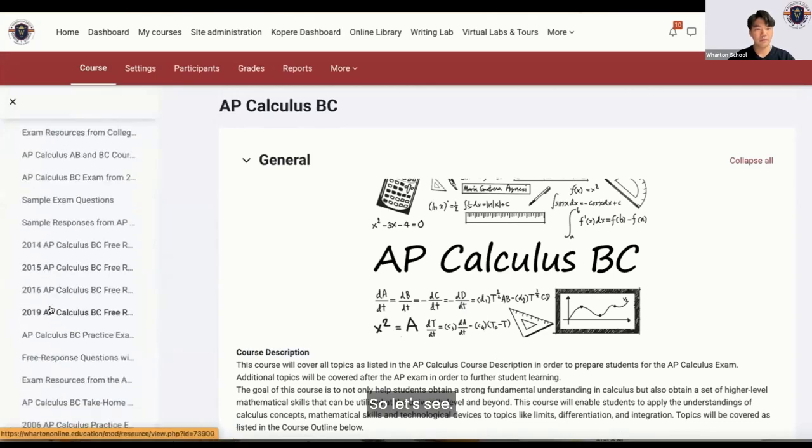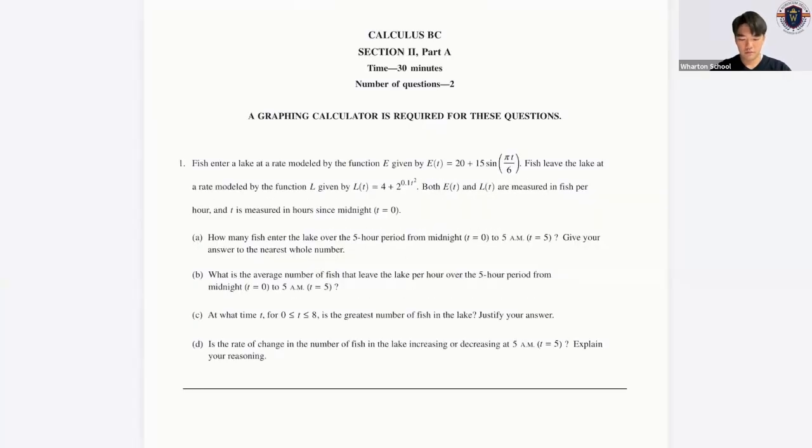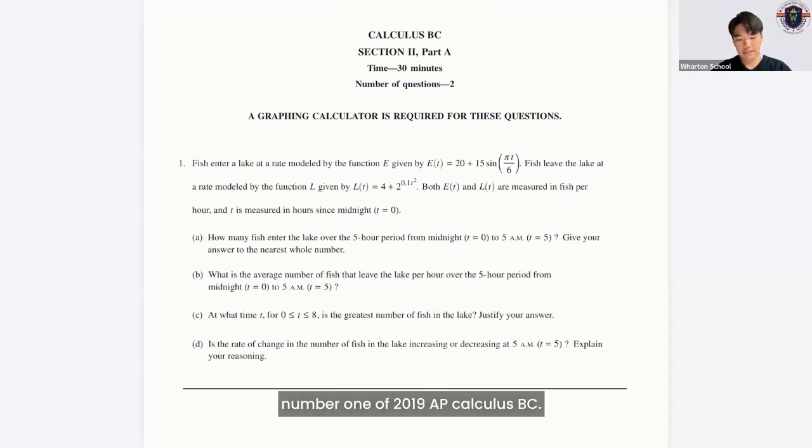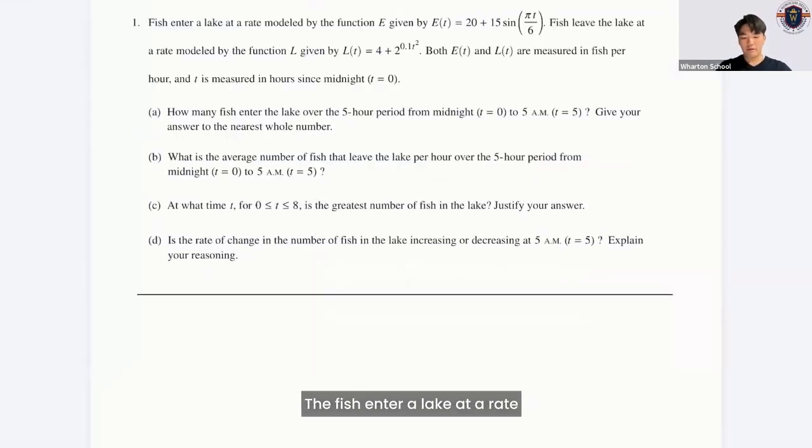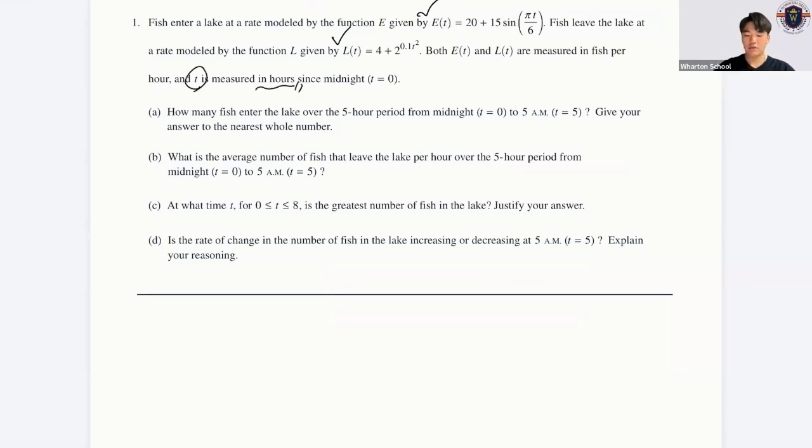So let's see. All right, so this is question number 1 of the 2019 AP Calculus BC free response. Fish enter a lake at a rate modeled by the function E given by this function, and also leave by this model. So let's look at question number 1. We're given two functions here, E(t) and L(t), where t is measured in hours.